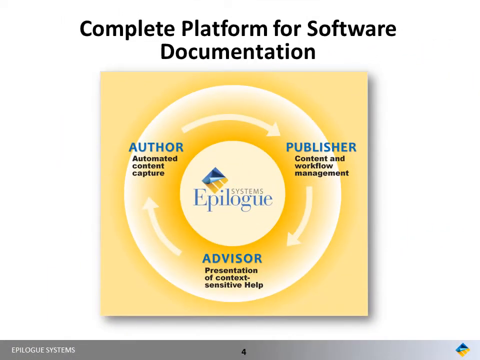We help you remove barriers to effective user adoption. In other brief slideshows, we show you how we can easily and quickly document your systems and manage the scale of that documentation with Epilogue Author and Epilogue Publisher. Epilogue Advisor is the final piece of the puzzle that delivers help and support content directly to your end users as they work in your key applications.